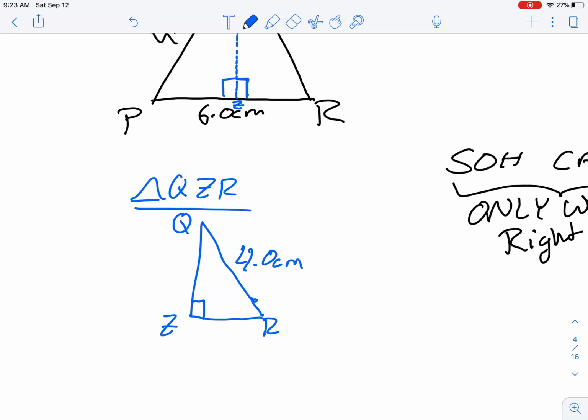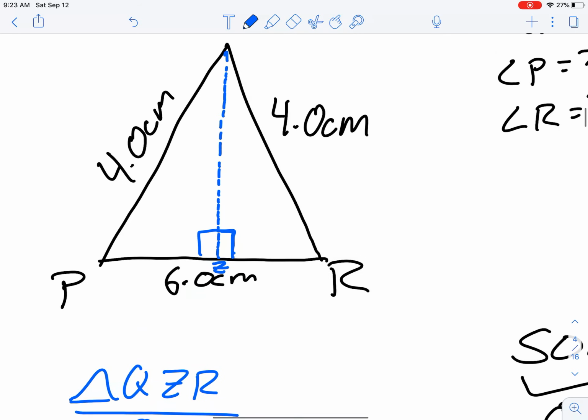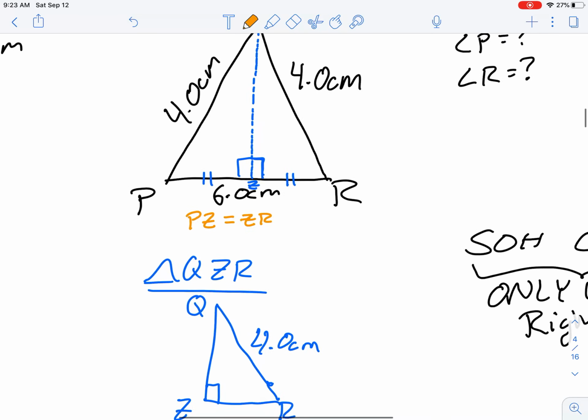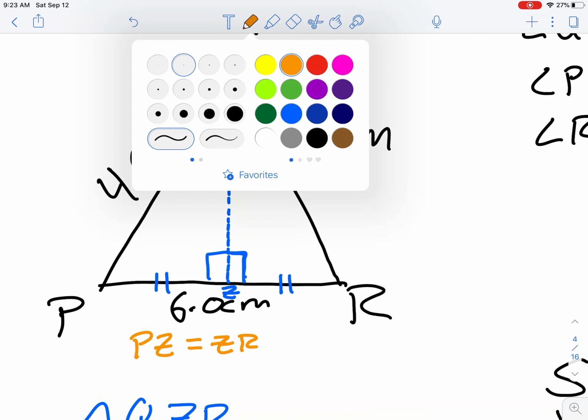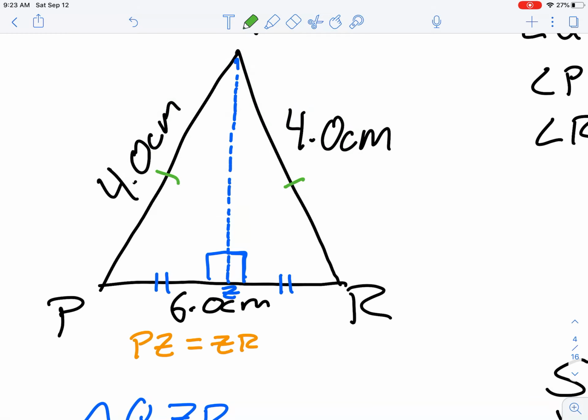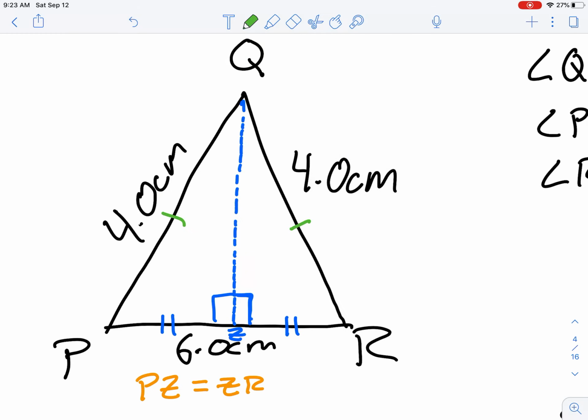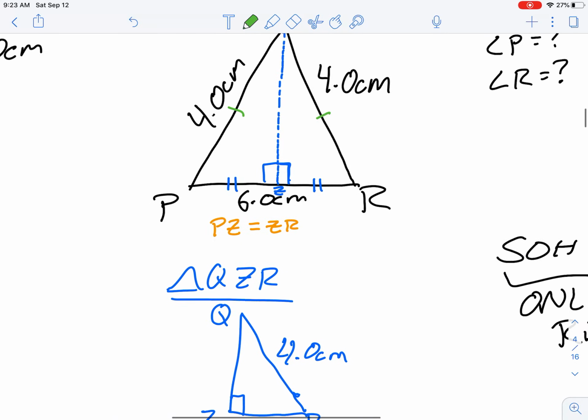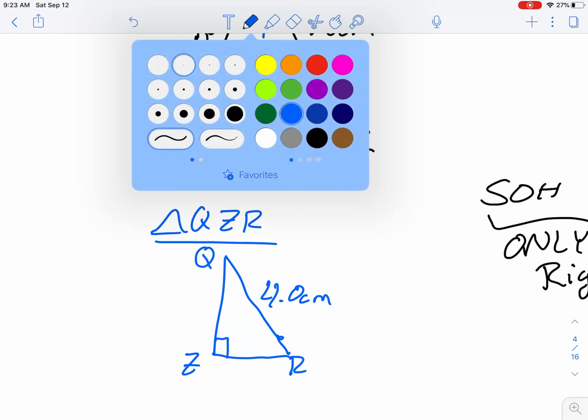Now, Z to R, do I have that? Well, remember, I dropped this right down the middle. So this side, which I'm going to put // equals this side. Whenever you do that, you're showing that from P to Z, P to Z equals Z to R. Okay, so I now have those values that are equal. So I could have also done this using that notation. I could have put one line here and one line here. Now that simply shows that Q to R is equal to Q to P. Okay, so some ways to show these things.